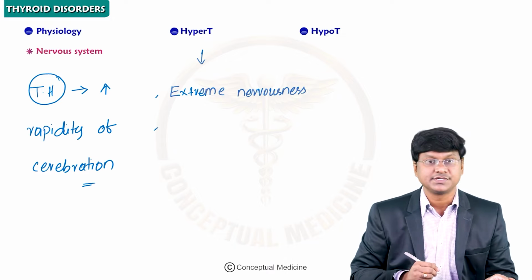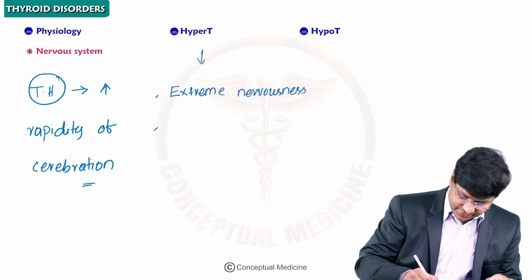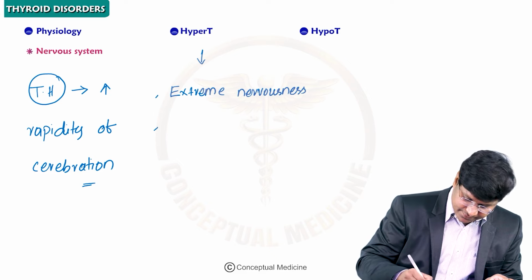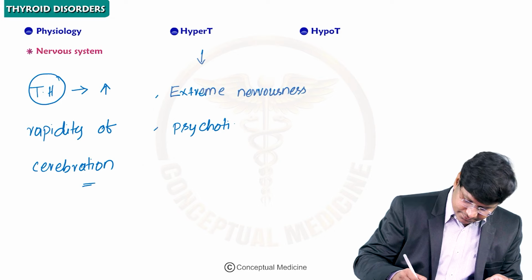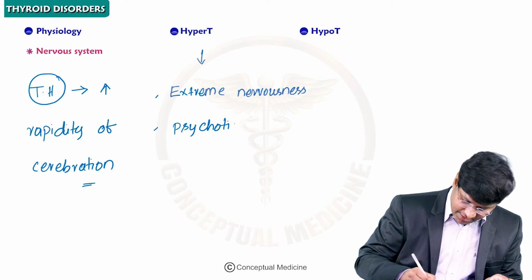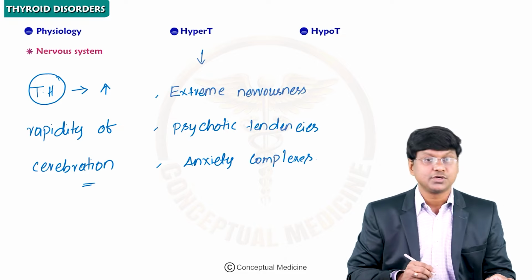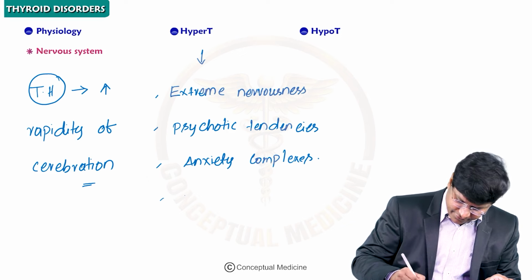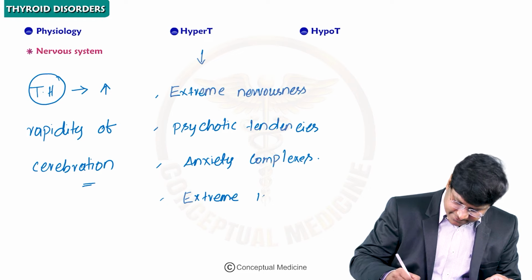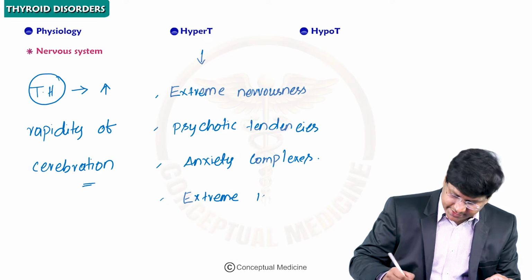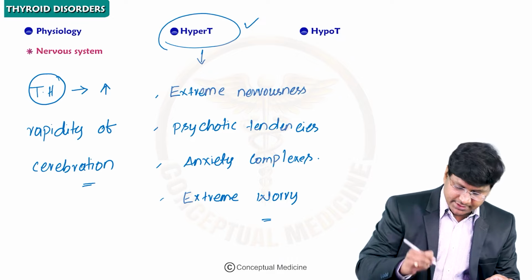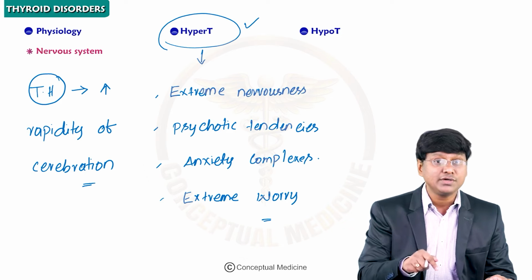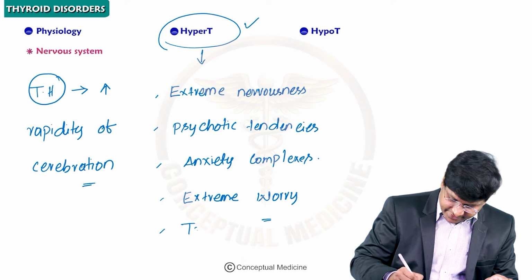They have extreme nervousness, and then followed by that they also have psychotic tendencies, and they also have the anxiety complexes, and these patients have the tendency of extreme worry. So that is about the CNS manifestations in hyperthyroidism. And not only that, these patients also have tremors.